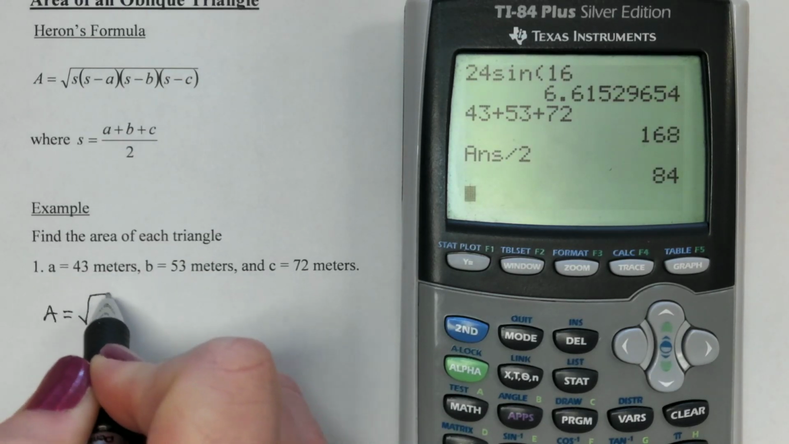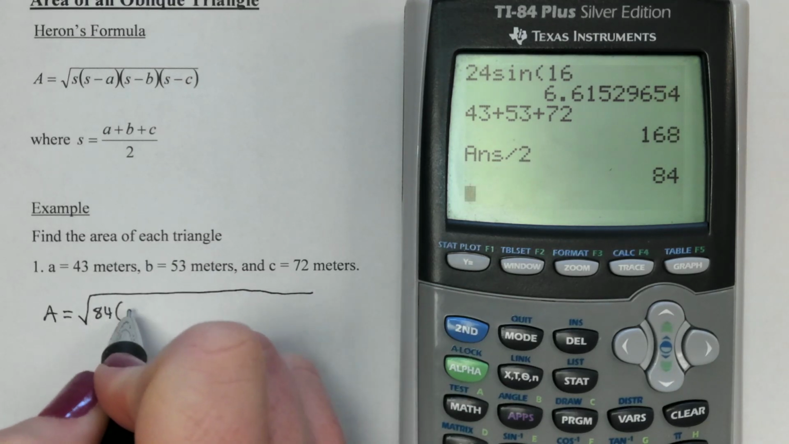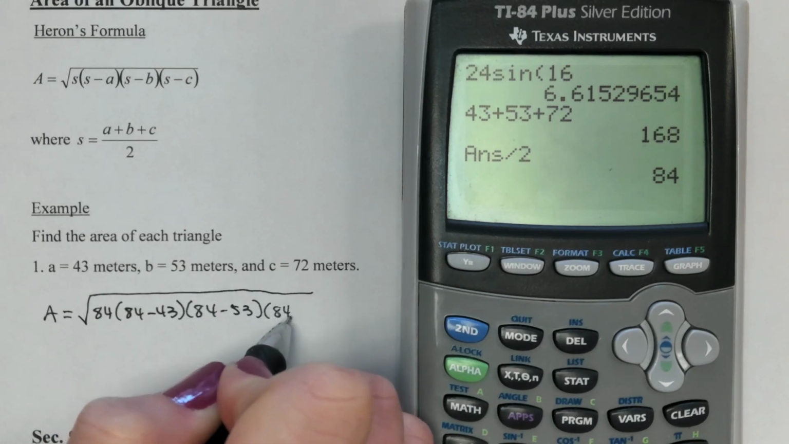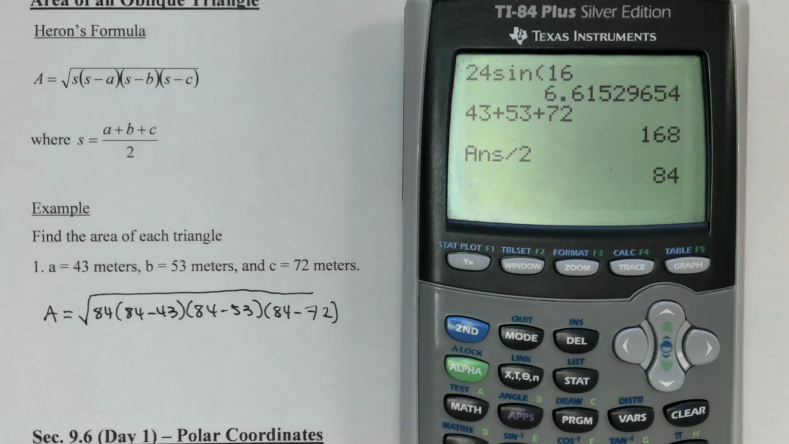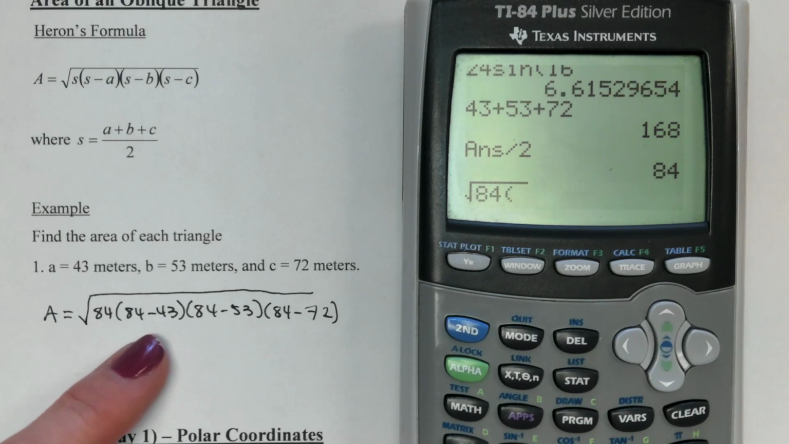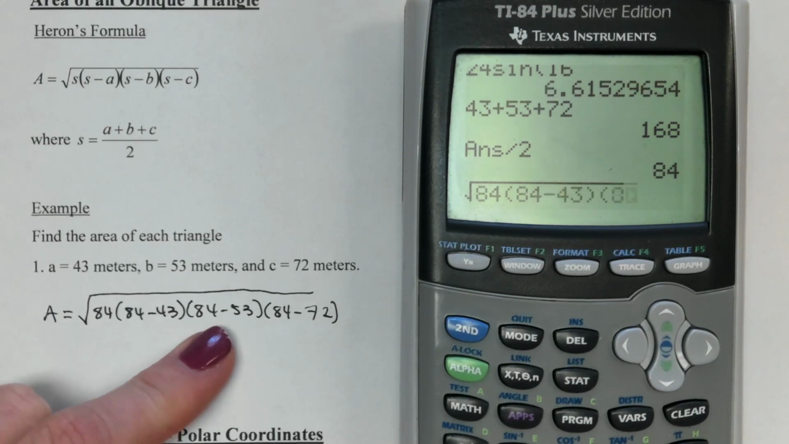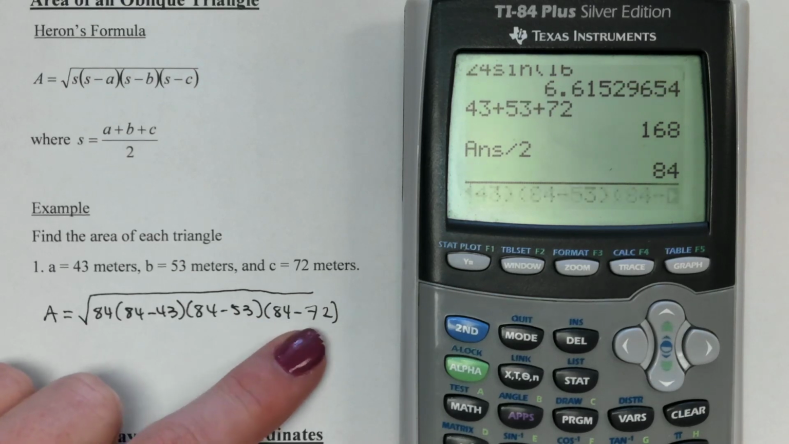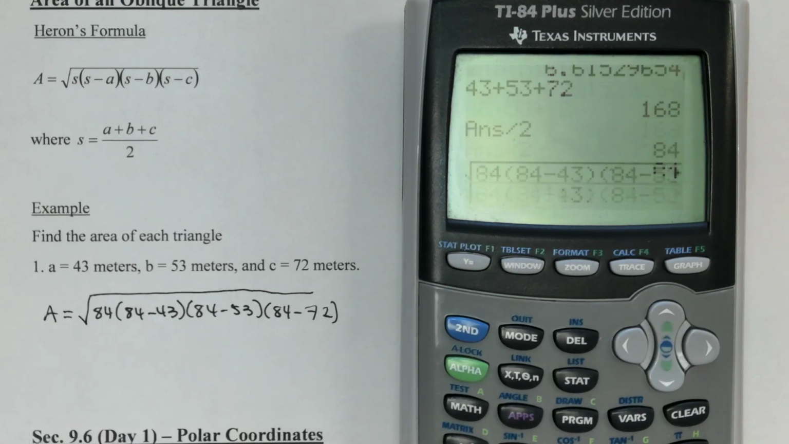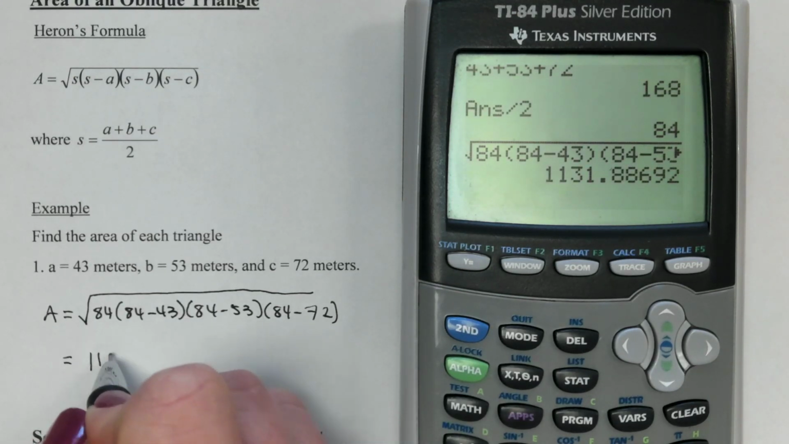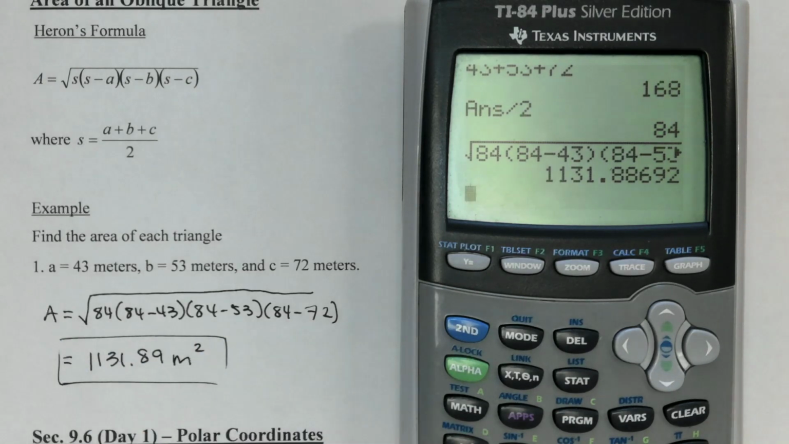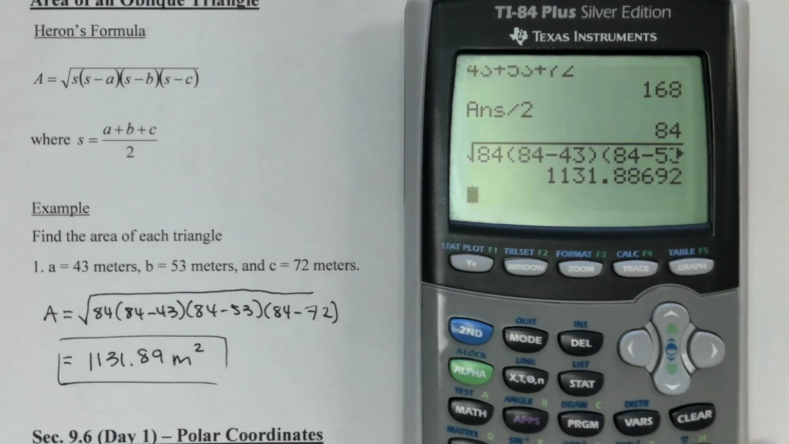So my area is going to be 84, and then 84 minus 43, and then 84 minus 53, and then 84 minus 72. And so when you go to put that in your calculator, you could do 1 square root, and you could just continue typing, and your calculator will do it correctly. You just need to watch that you are putting parentheses around each one of these combos, and that you got that extra 84 out front. So it looks like the area of this triangle is 131.89, we'll say, meters squared. And now since you're doing an actual measurement of length, make sure that you put those labels on there.